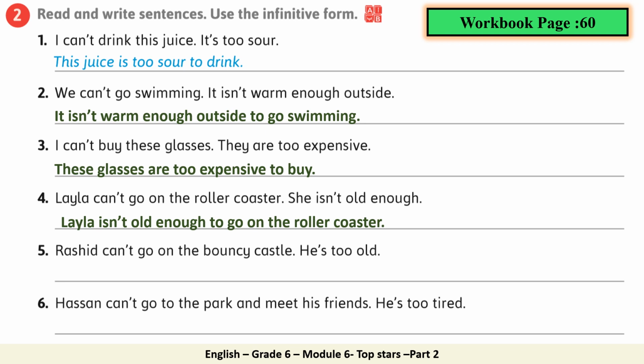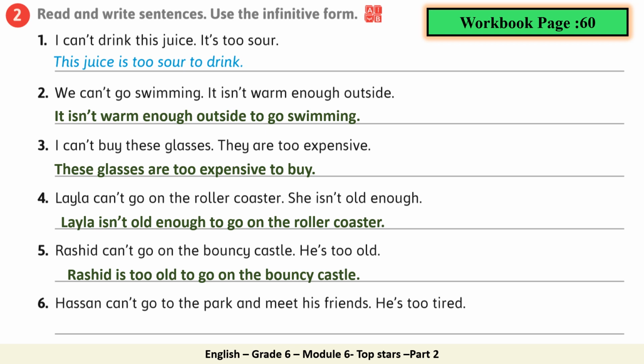Number 5. Yes, Rashid can't go on the bouncy castle. He is too old. Yes, so let's remember here. Also, we have the pronoun he. He refers to Rashid. Excellent. So, Rashid is too old. Excellent. Is too old. Yes. To go on the bouncy castle.